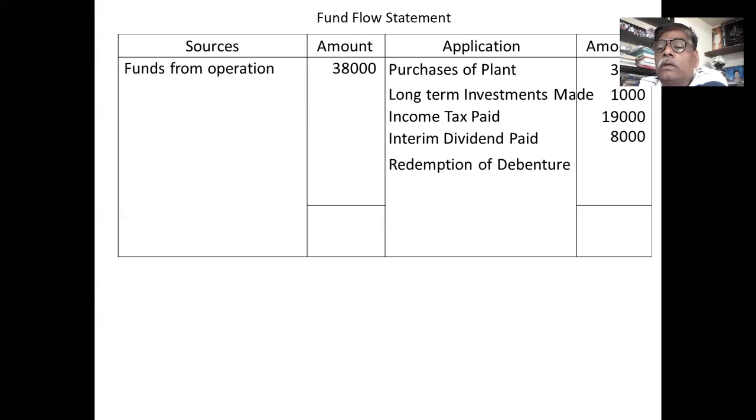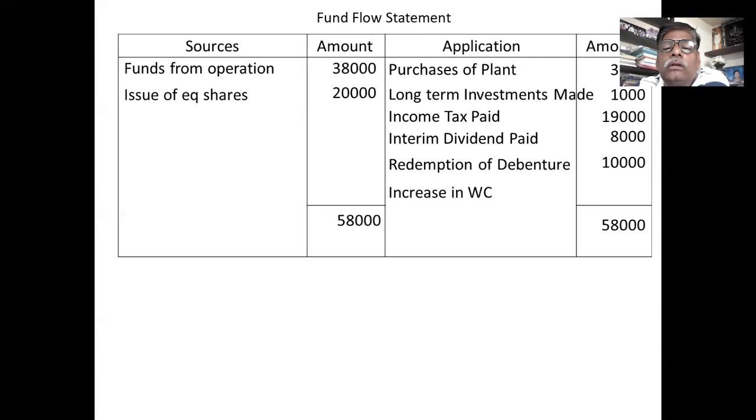Next redemption of debentures. Debentures have decreased, from 20 to 10. So 10 remains, that means you paid 10,000. Then equity share capital increased, that is called issue of shares, which is a source. Then you take the total, and whatever difference comes is called increase in working capital. Take it on the application side, and the total will tally. Okay, this question was asked in 2019 for Rani Chennamma University.